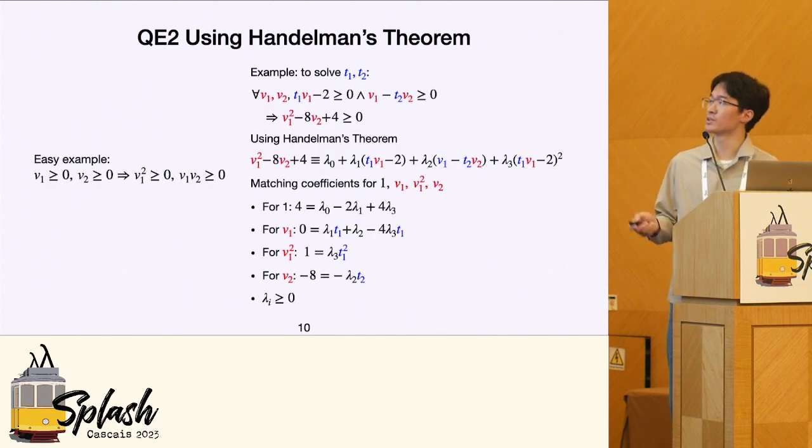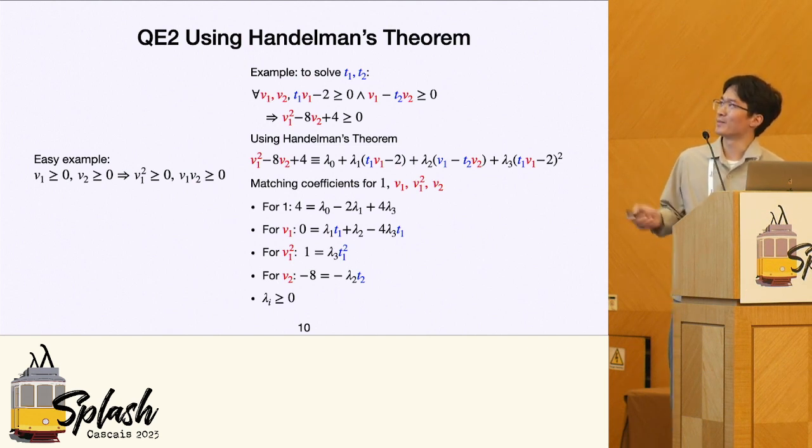I have a simple example here. Handelman's theorem can infer this kind of constraint. Like if v1 is non-negative, then v1 squared is also non-negative. And it can be a more complicated example, like we can have a system where two linear inequalities can imply a quadratic inequality by representing this quadratic inequality as a linear combination of f1, f2, and then f1 squared. And then match the coefficients, get a constraint and solve it.